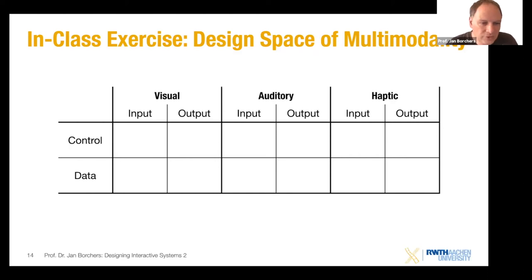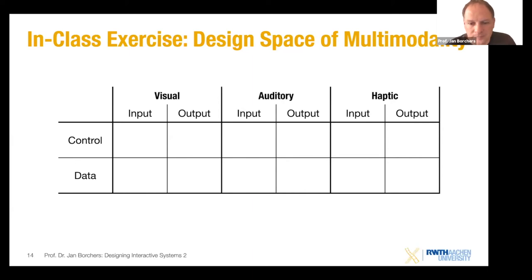And then we move to haptics. Haptics, again, remember, output means the computer is generating it and I'm feeling it. Input means I'm generating some haptic input and the computer is detecting it. So let's hear some examples for haptic output. Data or control, you just have to say what you think.